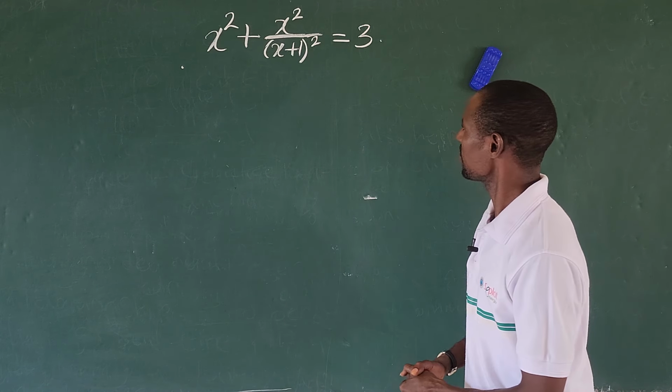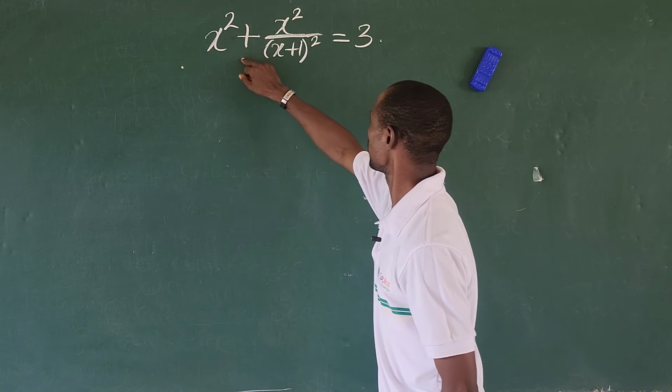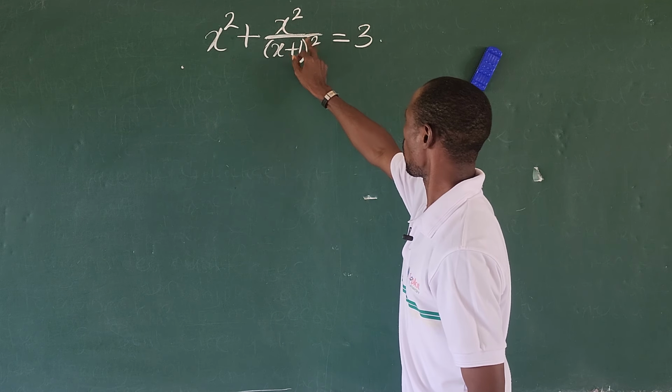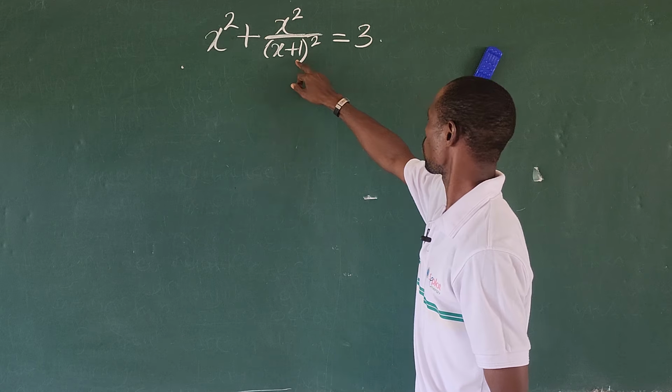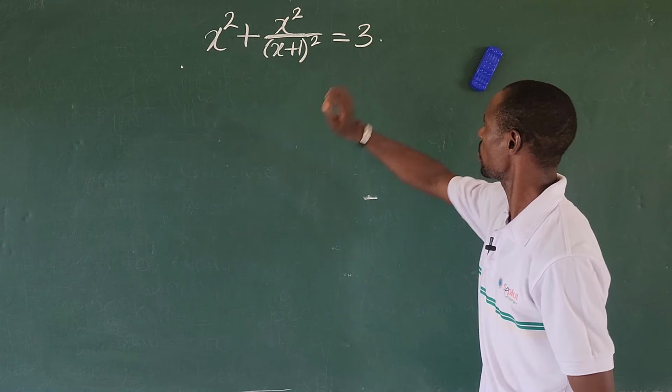Here we have the question before us. Here the question is x to the power of 2 plus x to the power of 2 all over bracket of x plus 1 plus bracket all to the power of 2 equal to 3.